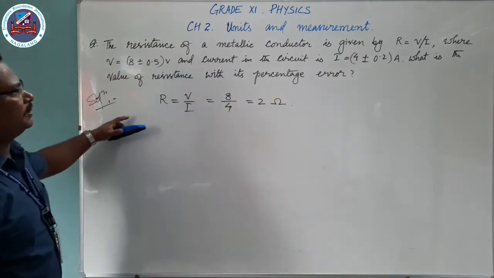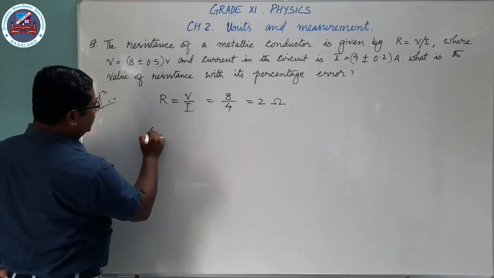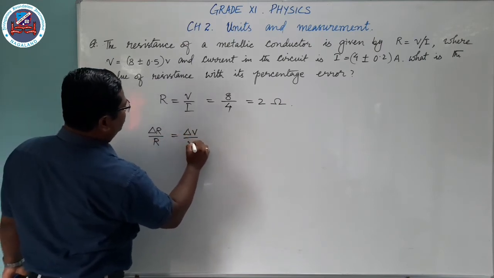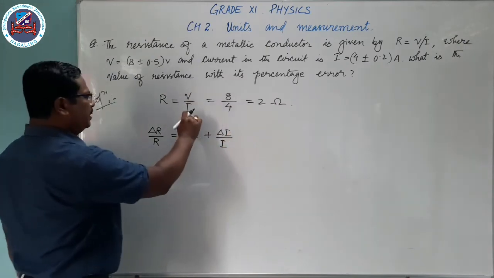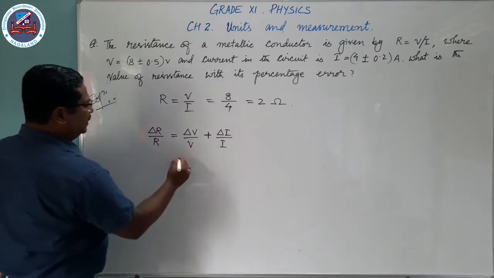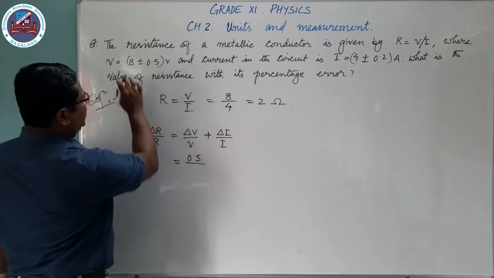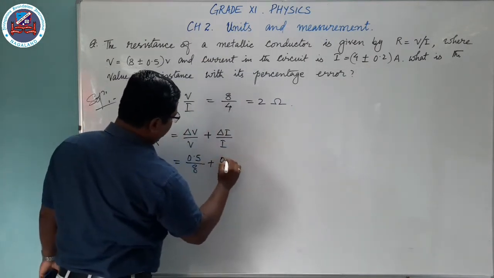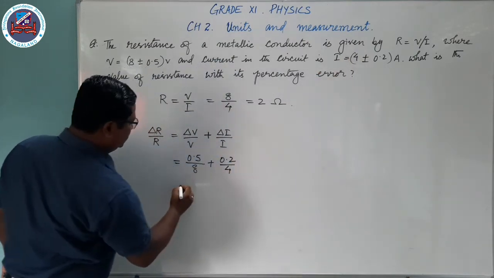First of all, you will do this part, and after that you will use your formula for relative error. That is delta R by R is equal to delta V by V plus delta I by I. You will do plus here and then write down the relative form. Delta V is 0.5 divided by V, which is 8, plus delta I, 0.2 divided by I, which is 4. So we will calculate it first.